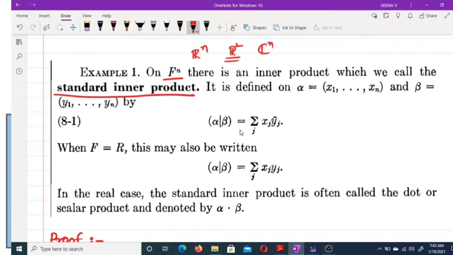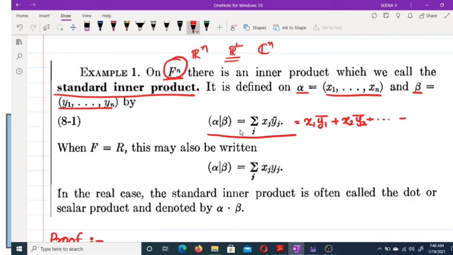For this, first we have to take two elements in Fn. Let alpha be equal to x1, x2, etc., xn, and beta be equal to y1, y2, etc., yn. And we define the inner product of alpha and beta as sigma j xj yj conjugate. That is, x1 y1 conjugate plus x2 y2 conjugate plus etc., plus xn yn conjugate. This is the definition. In this way we are defining the inner product, and we will prove this is an inner product.